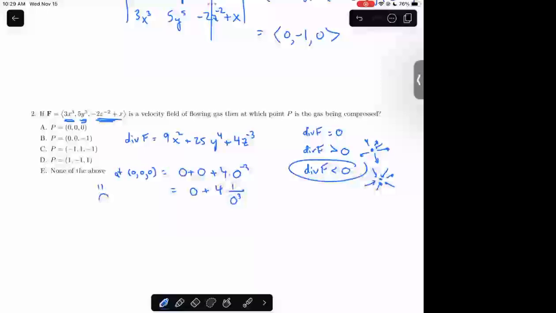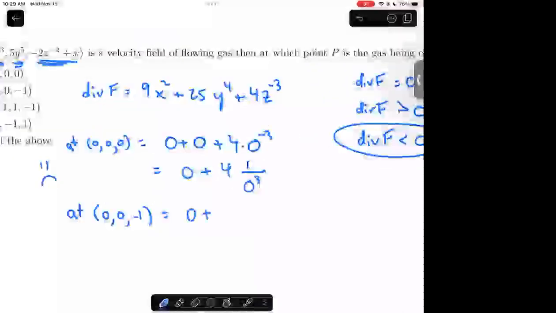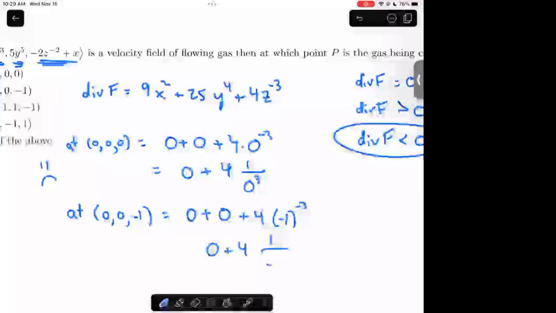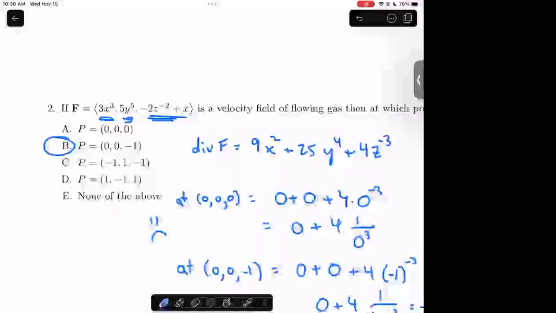How about if I plug in my point at B, so at 0, 0, -1. So 0 for x, 0 for y, and then -1 everywhere I see a z. So that's going to be, again, division by -1 cubed. -1 times -1 times -1 is -1, and you multiply that by 4. So this is going to be equal to -4. Indeed, our divergence at this point is negative. That means there's compression going on here. And so our answer is going to be B.